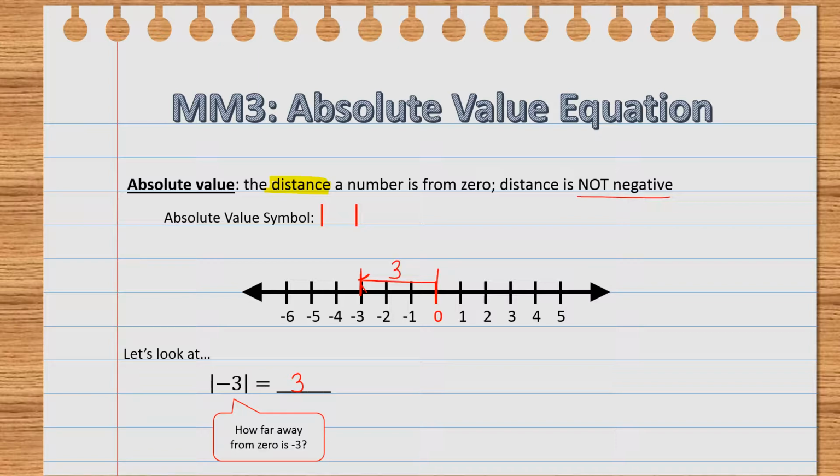Let's look at another one. This is read as the absolute value of 4, which means how far away from 0 is 4? Well, there's 0, there's 4. How many units does that appear to be? It appears to be 4 units away, 4 units to the right, but it is just 4 units away.